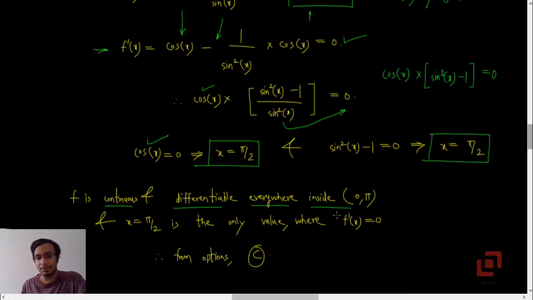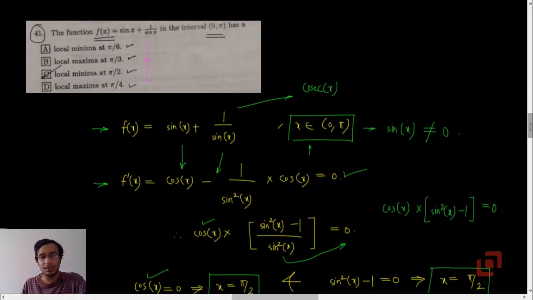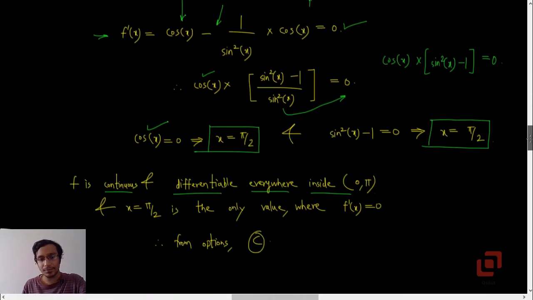And because f is continuous and differentiable everywhere inside the open interval 0 to pi, we know that, because the only possibility of discontinuity was when sine x was 0 or 1 upon sine x was not defined, but that's not happening anywhere in this interval. And more importantly, x equal to pi by 2 is the only value where the first derivative is 0.